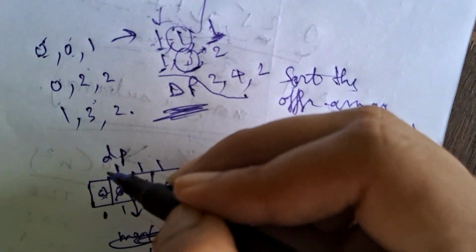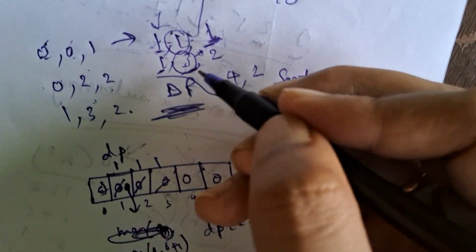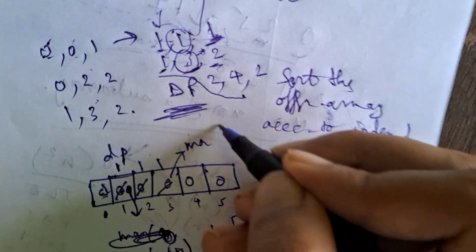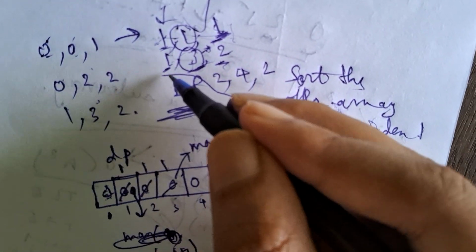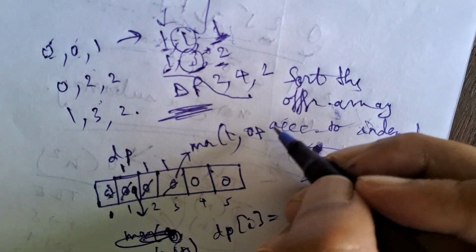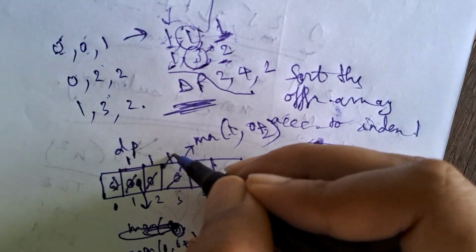Check for 1. So 1 was initially this, so 1 minus 1 is 0. So this is 2. So what is going to be this position? It's going to be the maximum of 1 comma whatever is at 1 minus 1, that is the 0th position, that is 0 plus 2, right? So which is maximum, 1 or 2? 2 is maximum, so we write it as 2.